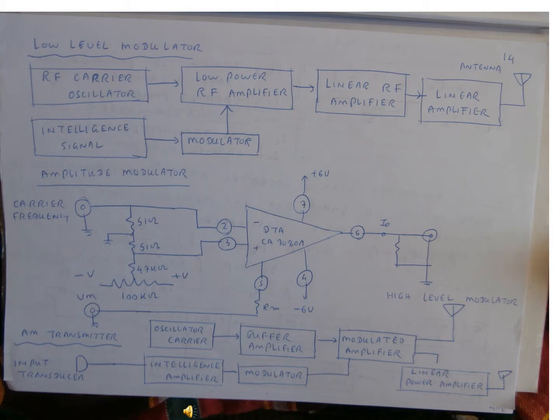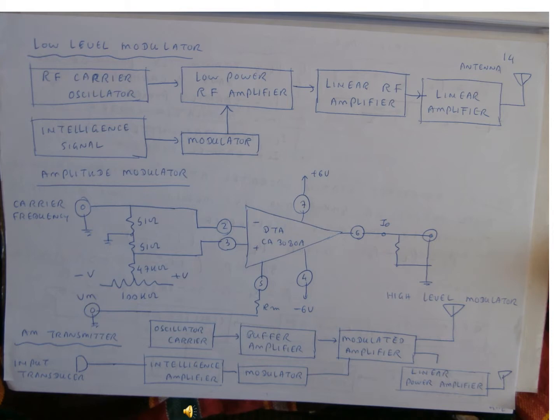We also talk about the amplitude modulator transmitter. The oscillator carrier is connected to the buffer amplifier. It is also provided to the modulator amplifier. In this case, the input transducer produces a signal from the microphone. This signal passes through the intelligent amplifier, and then also passes through the modulator, and the final output is also provided to the modulator amplifier. This modulator amplifier output is connected to the transmitter antenna. So the antenna will transmit. In the meantime, it also passes through the linear power amplifier, and is also connected to the amplifier. So this is the amplitude modulator transmitter's circuit diagram.